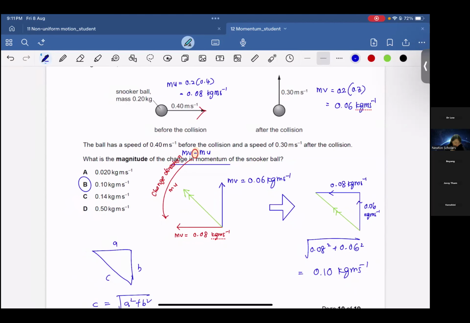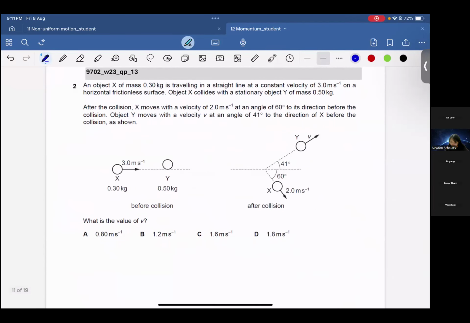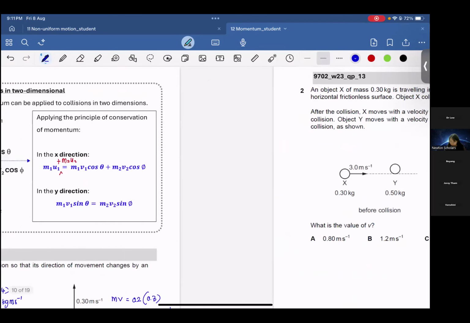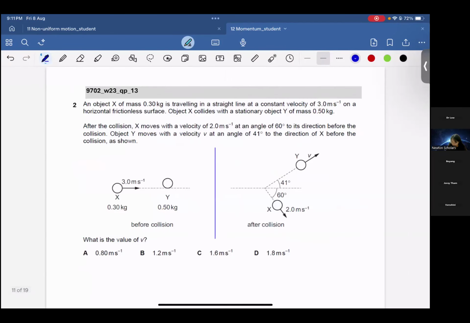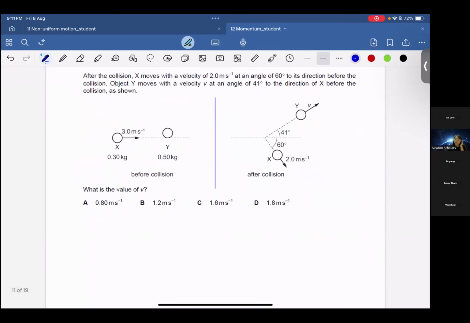So we go to question number 2, page 11. Go to page number 11 here. An object X of mass 0.3 hits, and after the collision, they will have certain angles. This one is quite similar to the diagram that I showed here in the theory part. What is the value of v? So all the information is here. Okay, we can consider the x direction.